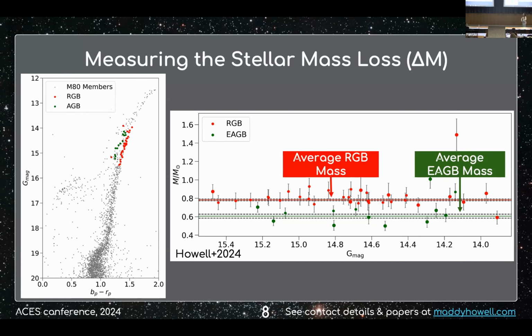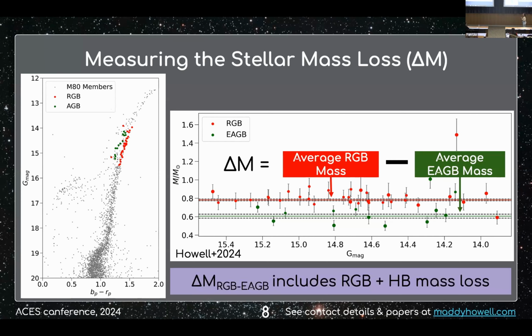And to actually measure the stellar mass loss, we were using the average masses. So we aren't able to detect a mass loss rate with this method, but instead we measure the integrated mass loss, which I denote as delta M. So we take an average mass in both of those evolutionary phases and then find the integrated mass loss. We just take the difference. It's very simple.